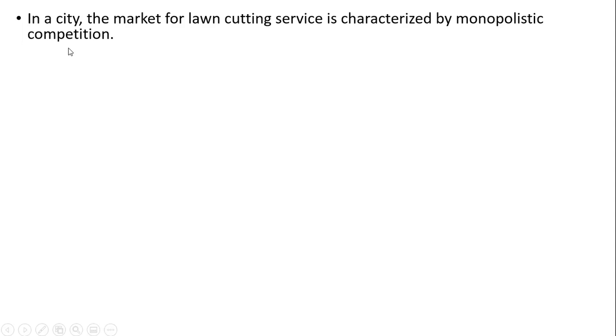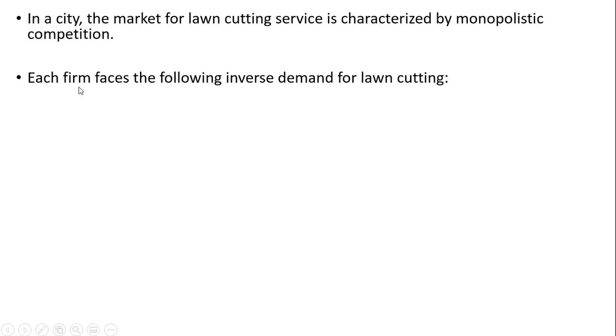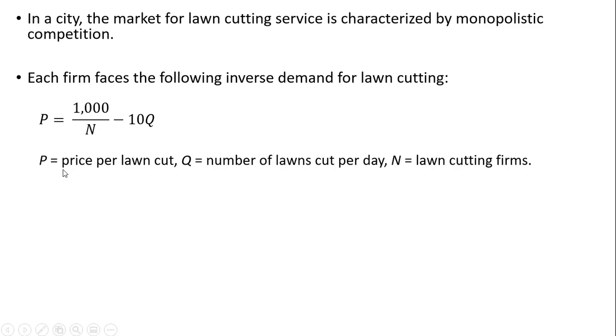Hello, in this video we're going to do a monopolistic competition math problem. In a city, the market for lawn cutting service is characterized by monopolistic competition. Each firm faces the following inverse demand for lawn cutting: price equals 1,000 divided by n minus 10q. P is the price per lawn cut, Q is the number of lawns cut per day, and n represents the number of lawn cutting firms.